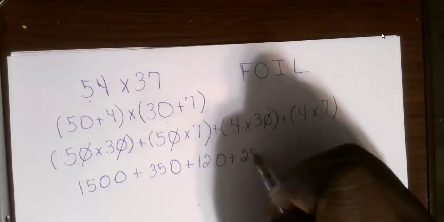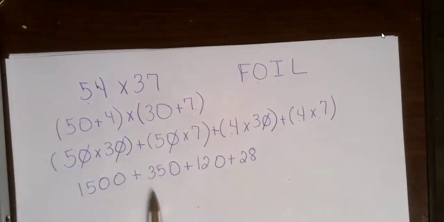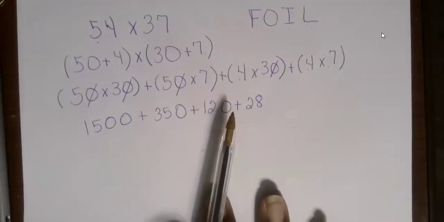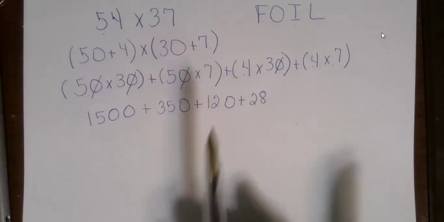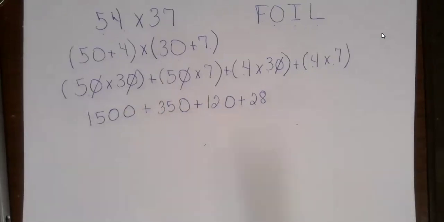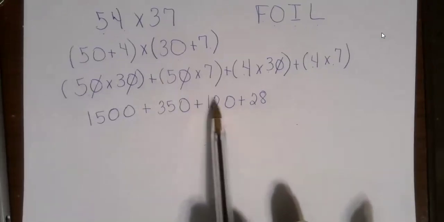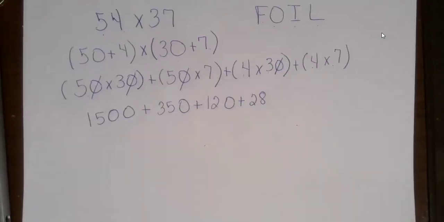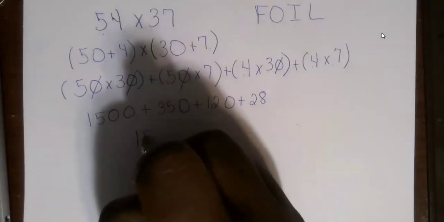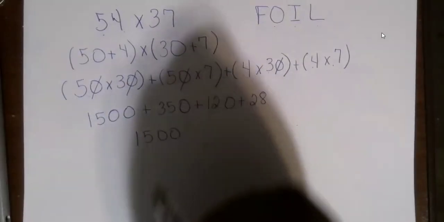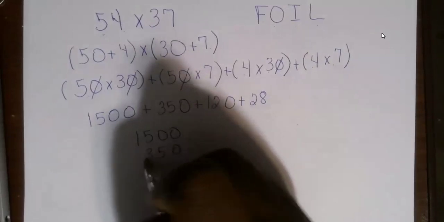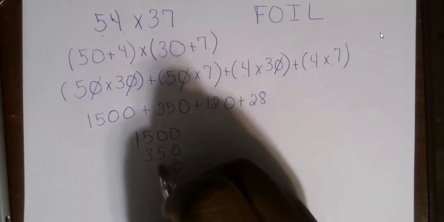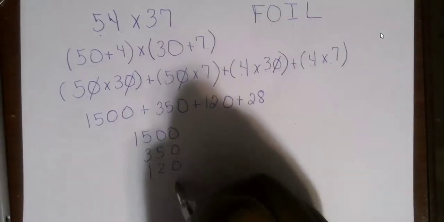28. Now, each one of these is called a partial product because each one of them is part of the answer. Product is the answer to a multiplication problem. So each one of these is part of the answer to a multiplication problem. So I'm going to add all these up. So I have 1,500 plus 350 plus 120 plus 28.